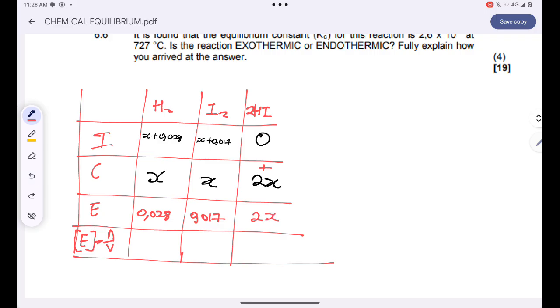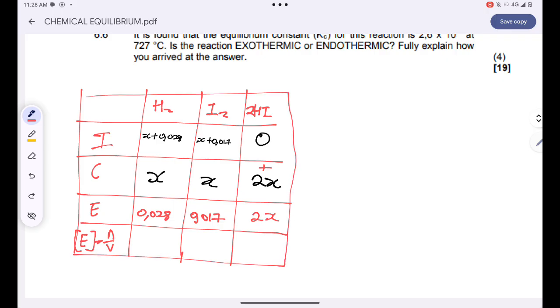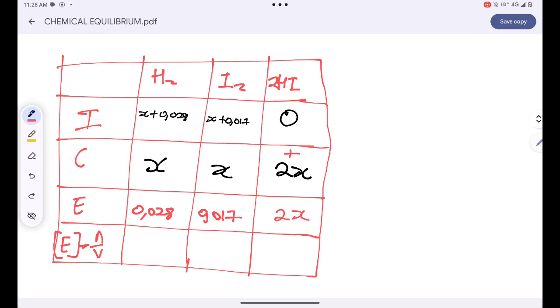We simply have 2x as well. Now we must calculate the volume. How can we find the volume? We can find the concentration by dividing the number of moles by our volume.